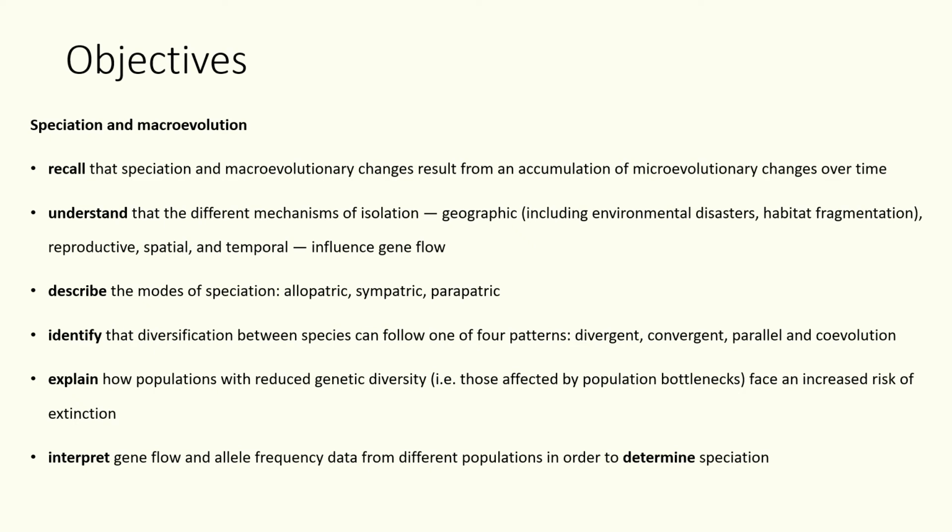So what happens when you have an accumulation of these microevolutionary changes? We have enough changes in the gene pool that we end up with brand new species. So these are all the objectives we have to go through in this subtopic. It's going to be split up into two, maybe three videos. And in this video, we're just going to be focusing on those first two there, looking at speciation and how that results in change over time, and also looking at mechanisms of isolation, which will become more important as we go through.